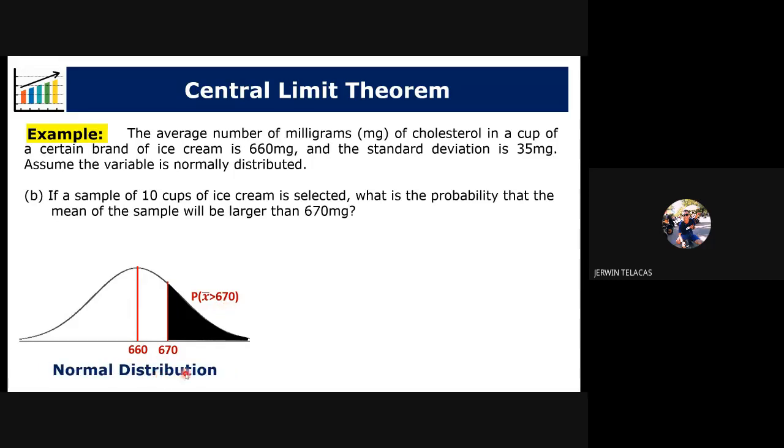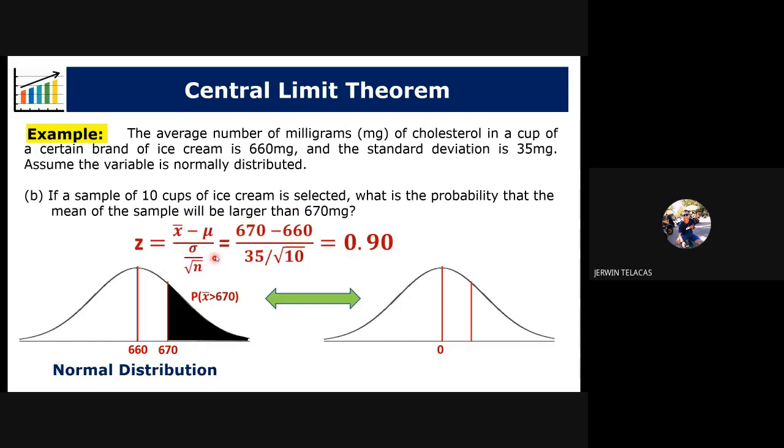And this is the normal distribution. Again, there's a need for us to convert this into a standard normal distribution. Okay, 660, that is 0. What about 670? What's the value? Look at the formula that I will use. It is not the same as in our first question, but we will be using this formula already. Why? Because we are now talking about a sample. So use this formula whenever a sample is involved.